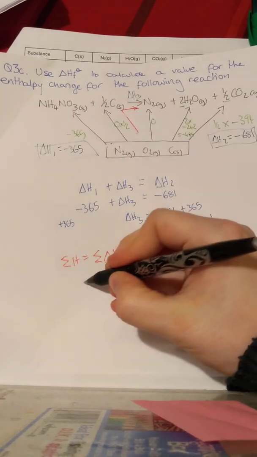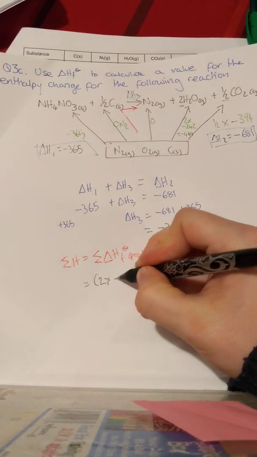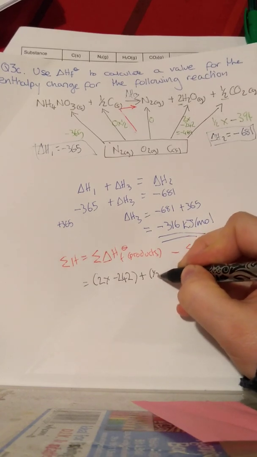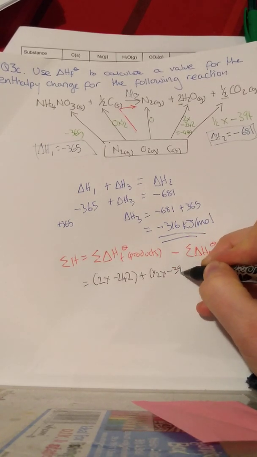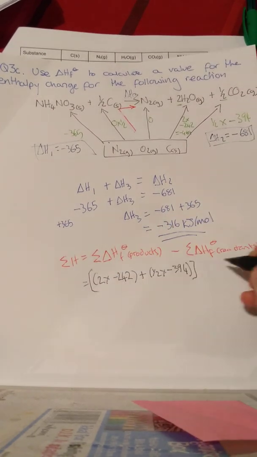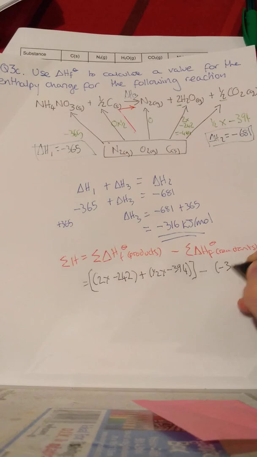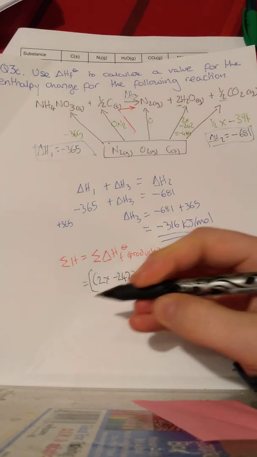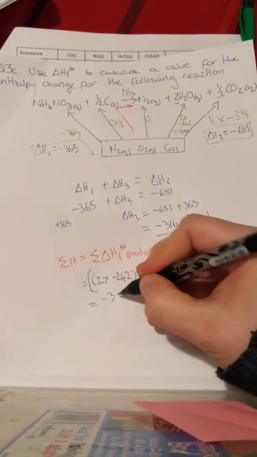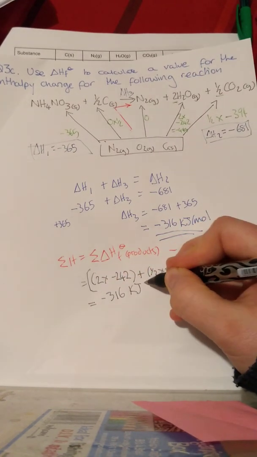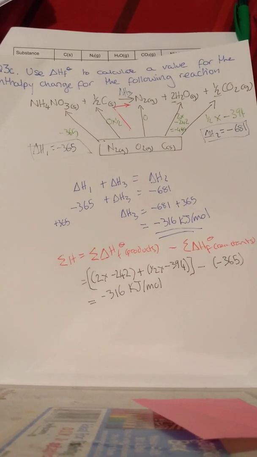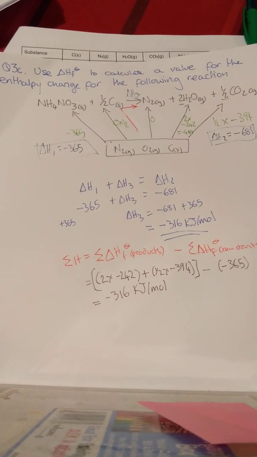So the numbers we should have, it equals 2 times minus 242 plus half times minus 364, and you can put extra brackets in if that helps, minus minus 365, so obviously that turns to a plus, which is what we had up here, and that gives you minus 316 kilojoules per mole. And those are two different methods for calculating the answer to question 3c.